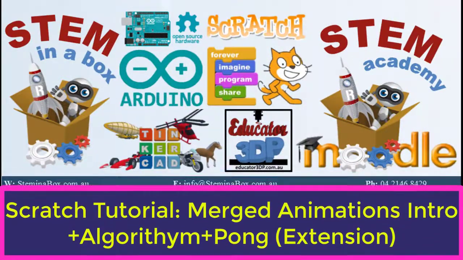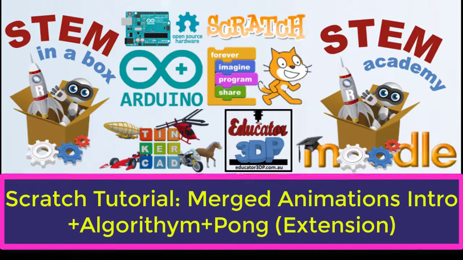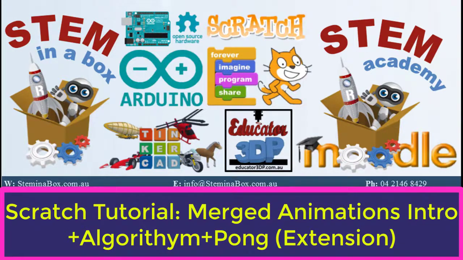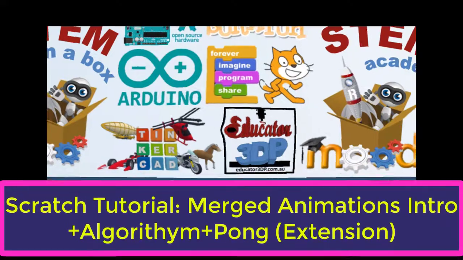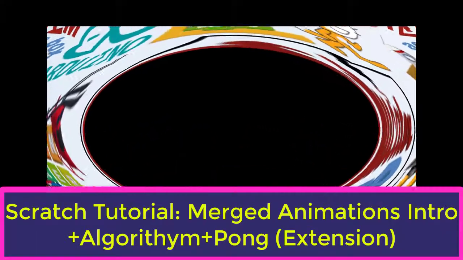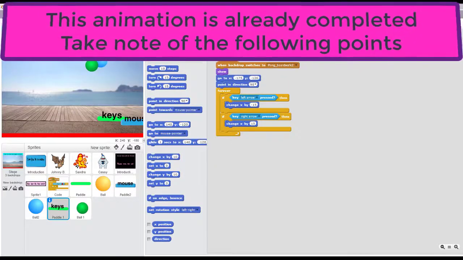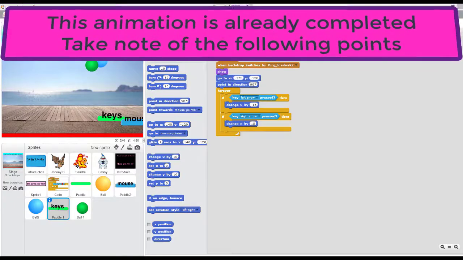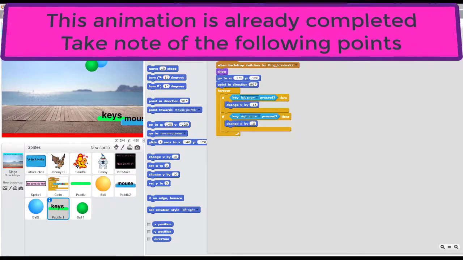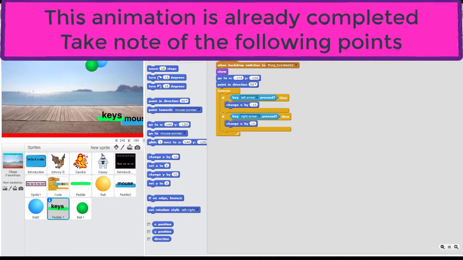What we're looking at is the extension version of the combined animation, where we're bringing together three separate animations: the Pong game, the algorithm for the Pong game, and the project introduction. So what you're looking at here is the finished product. Because it's a little bit long, I'm just going to quickly run over some of the things you need to watch out for.